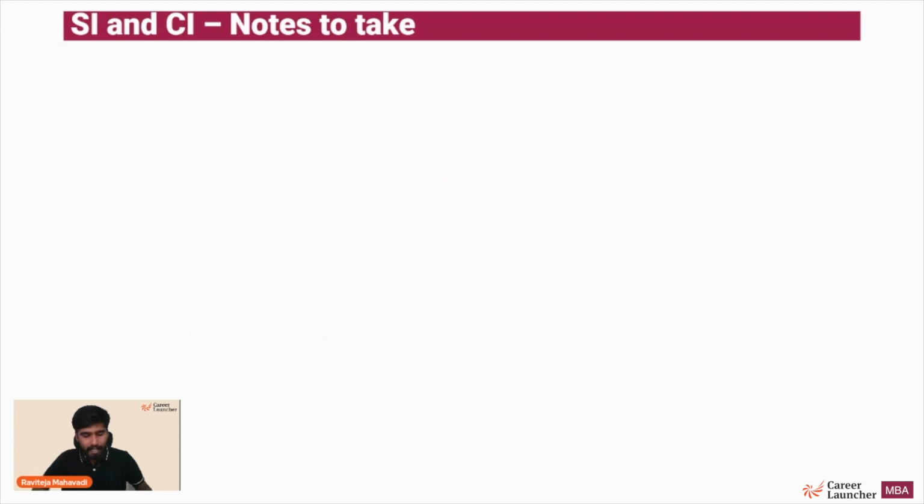Before we begin solving the questions, some notes to take. What is important in SI and CI? Most of you must know already how to go about questions of simple interest and compound interest. For those of you who don't know, the universe of simple interest is pretty simple, pretty small and very, very minute.